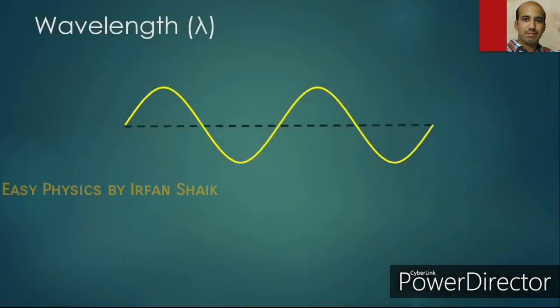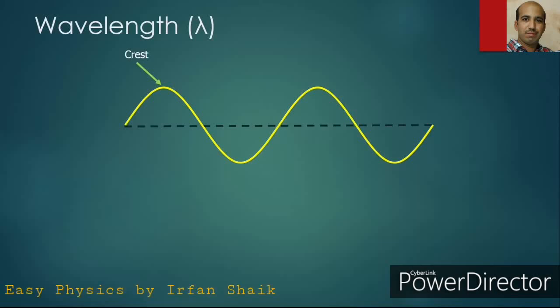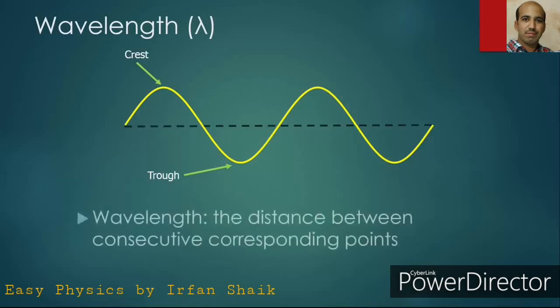The first one is wavelength. Let's take a transverse wave. The peaks of a wave are called crests and the valleys are called troughs. Wavelength is the distance between consecutive corresponding points. It is measured in meters.